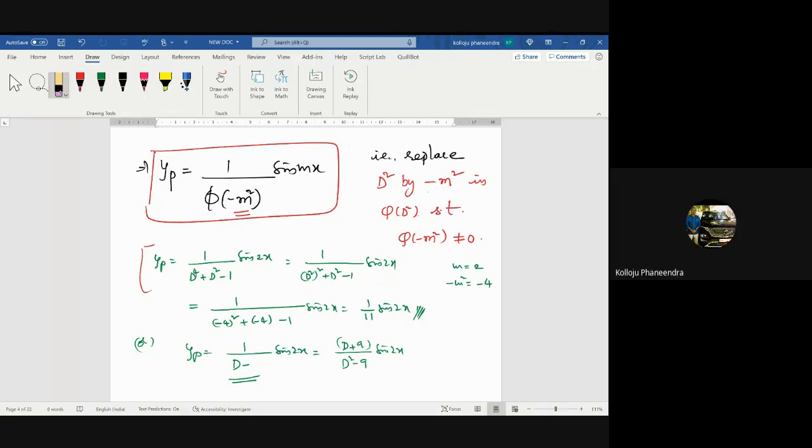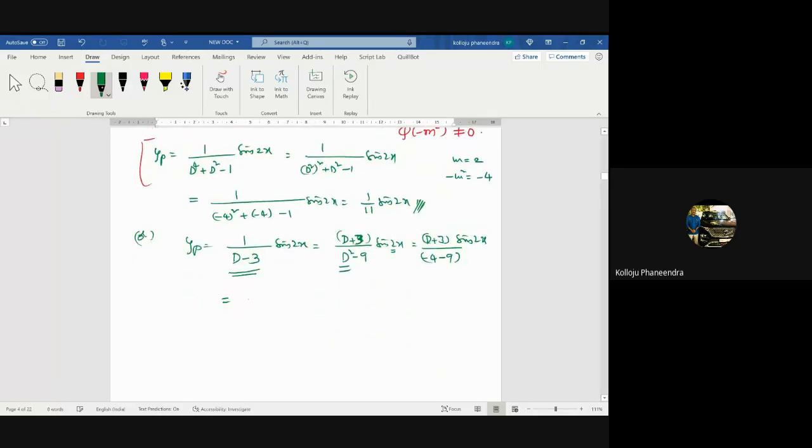Then you take 3. Done? Okay. d square, d plus 3 into sine 2x by d square. Now you write like this, d plus 3 as usual. What I have to do? Replace d square by what? Minus m square, that is minus 4, minus 9 into sine 2x. Then this becomes minus 1 by 13, d plus 3 into sine 2x.